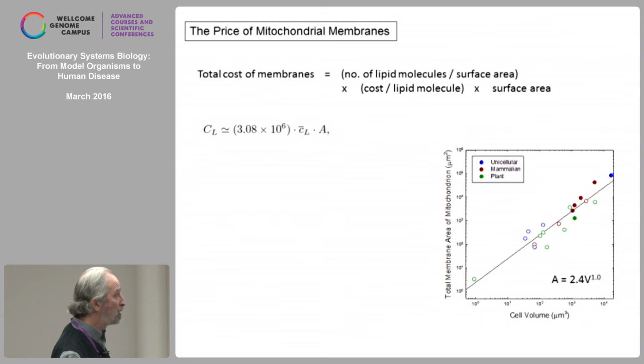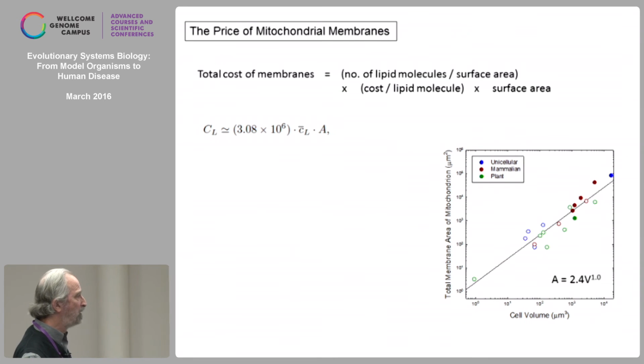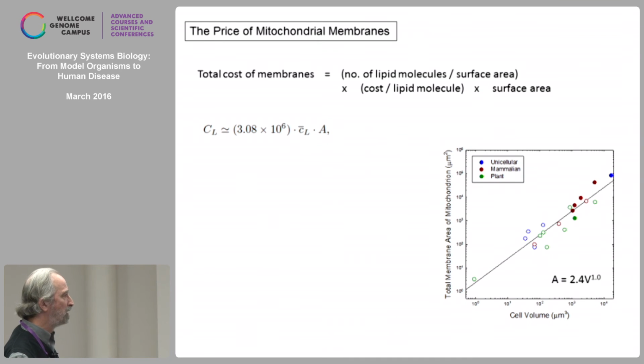I just showed you the cost of building a lipid molecule, and then for a wide variety of bugs of different cell volumes, we know the surface area, and there it is. It scales linearly with the volume of the cell. So this is the total mitochondrial surface area, inner plus outer membranes. And so we can take this and plug it into here. This is that equation I just showed you, and we know for a whole wide variety of organisms what lipids are used in the membrane, so we can calculate the average cost of all the lipids being put in membranes.